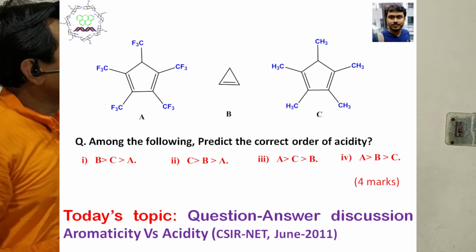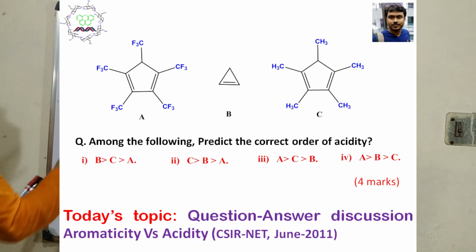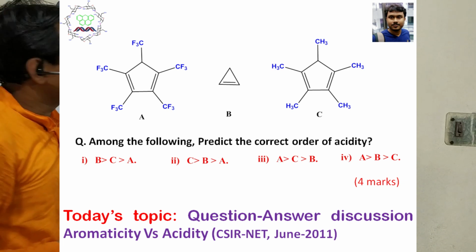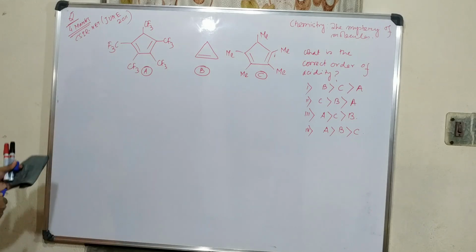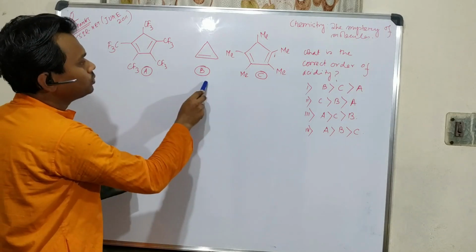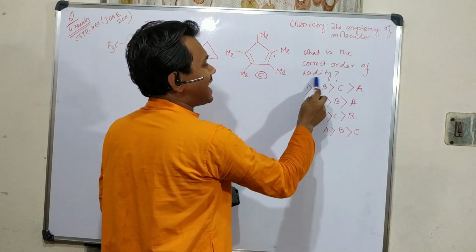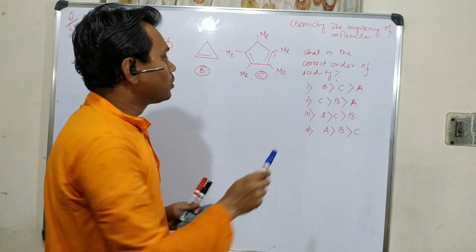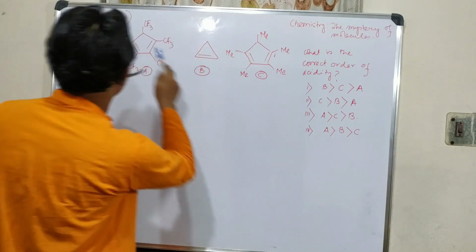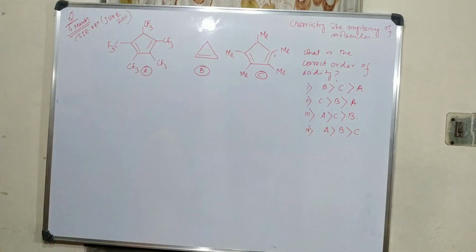So today we are going to discuss a question that came in the CSIR-NET exam, June 2011. This problem is about aromaticity. You can see the compounds 1, 2 and 3, A, B and C. The question is, what is the correct order of acidity? Four options are given. This is a 4 marks question. We will discuss today what is the correct order of acidity. Okay, let's start.